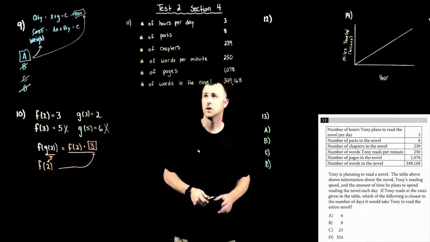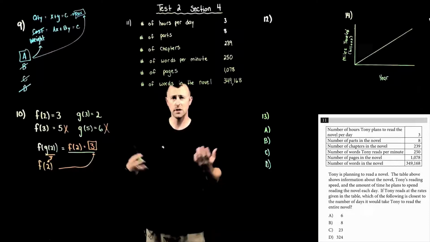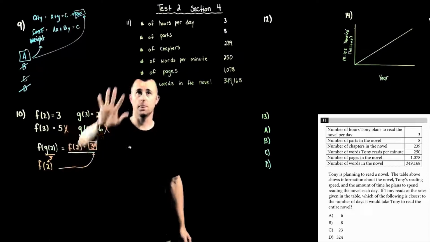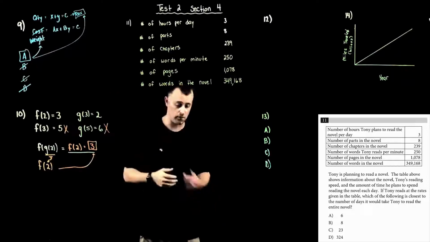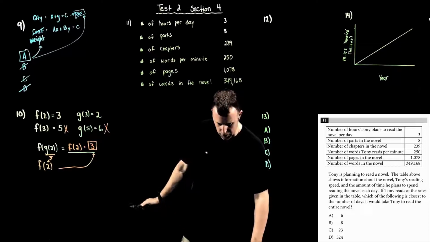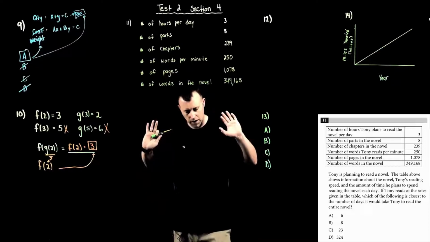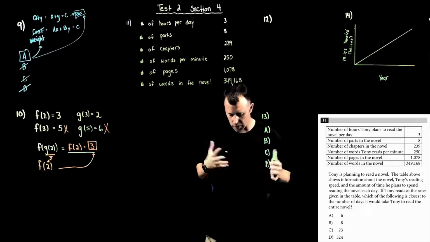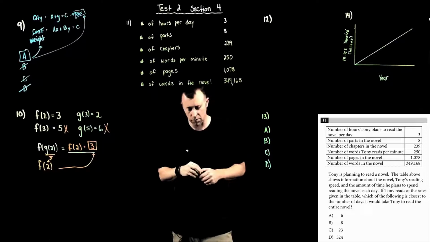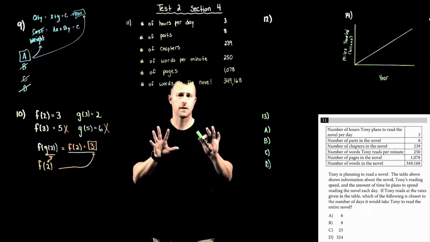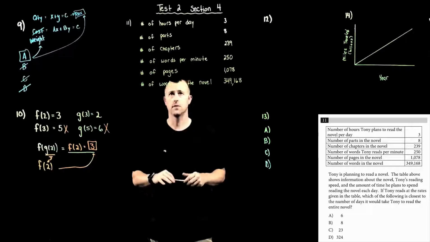So number 11, speaking of problems that give you information you don't need. Number 11 is doing that as well. In the end, they're giving us all this information. At the end of the day, which of the following is closest to the number of days it would take Tony to read this novel? So we're wanting to focus in on how many days it would take him to read it.